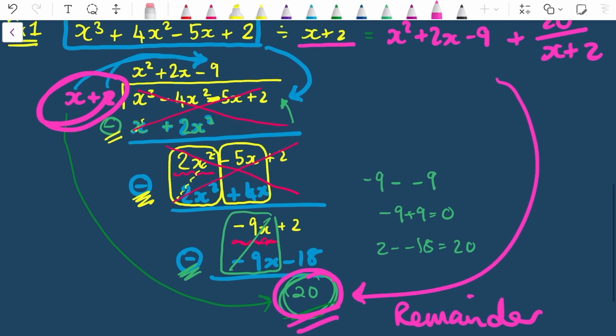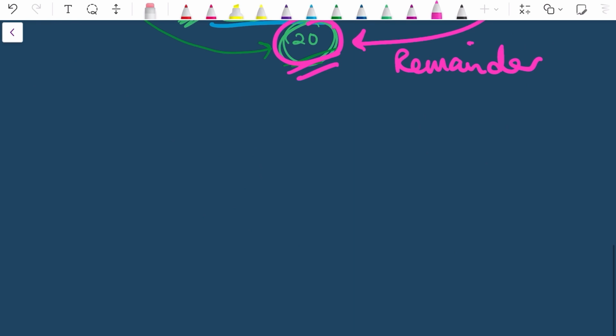Okay, I hope that is useful. Let's have a look at a second example. So the process is the same, but sometimes the order of your question will miss out some powers of x. You'll see what I mean when I finish writing this out.